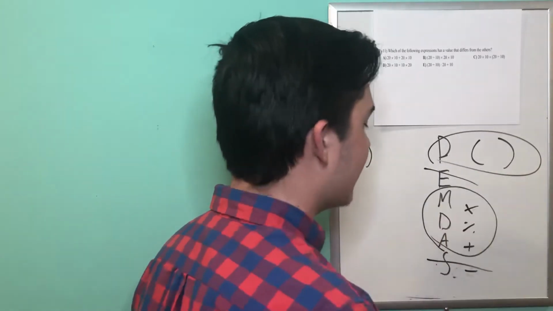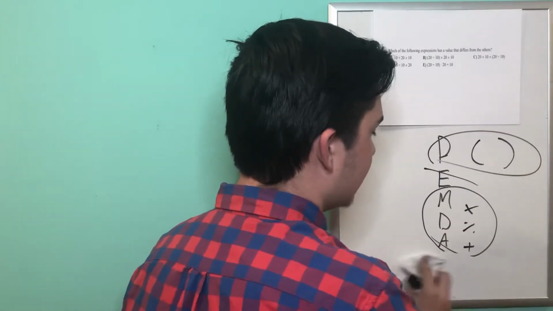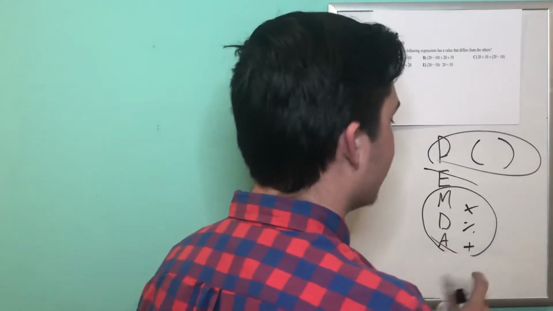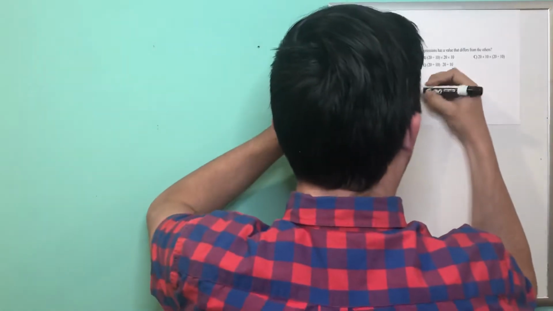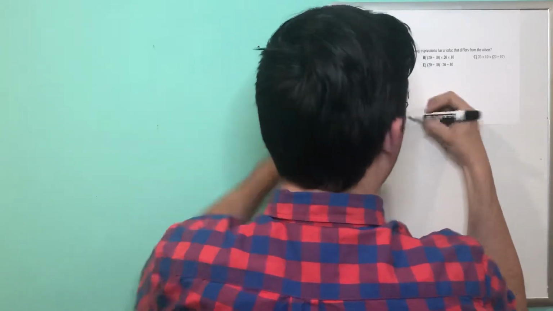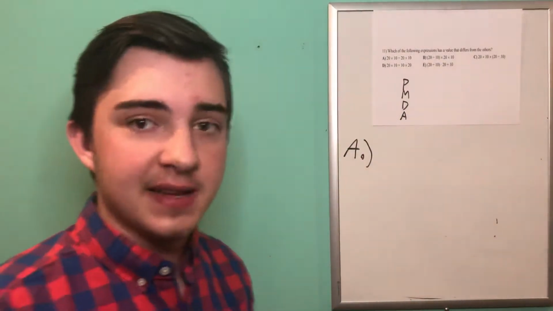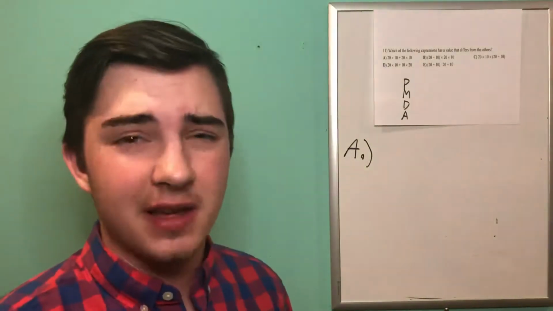So let's keep that in the back of our mind. So we know parentheses, M, D, A. So I'll write it right here. P, M, D, A. For those of you who don't know PEMDAS yet, it's just a rule for which goes first when you're adding or multiplying or dividing. And you'll probably learn that later on in school.